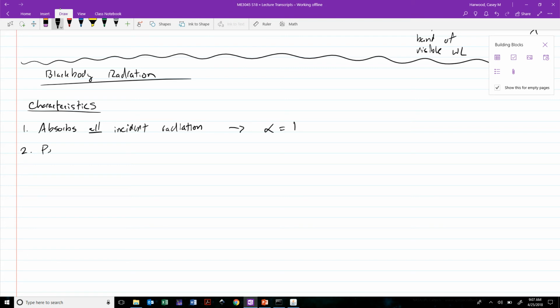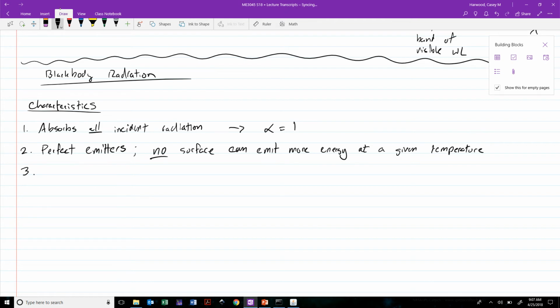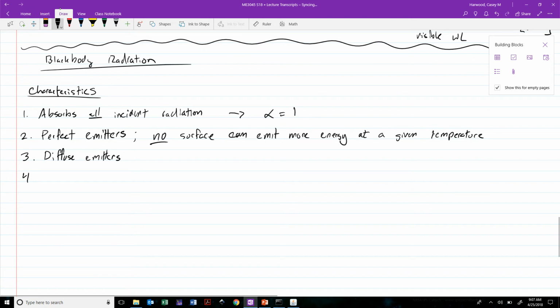Characteristic 2. Black bodies are perfect emitters. In other words, no surface can emit more energy at a given temperature than can a black body. Three, black bodies are diffuse emitters. Four, radiation from a, we'll go ahead and just call these BBs for black bodies, save ourselves some hand cramping, is wavelength dependent.